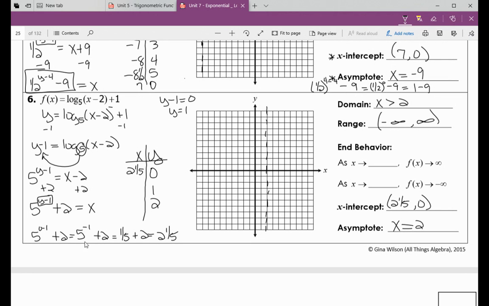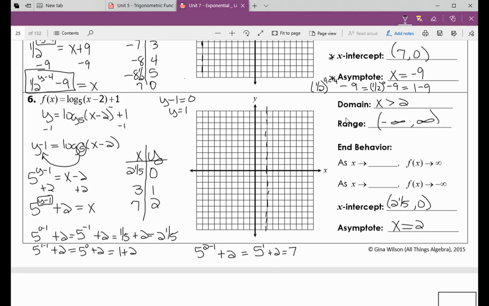I'm going to plug in 1. So 5 to the 1 minus 1 power plus 2. That gives me 5 to the 0 power plus 2. And that gives me 1 plus 2, which is 3. And then I'm going to plug in 2. So 5 to the 2 minus 1 power plus 2 equals 5 to the first power plus 2, which is 7.